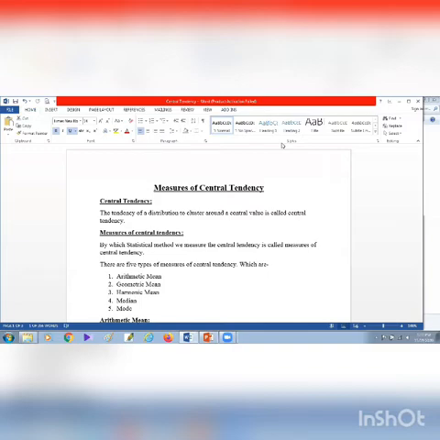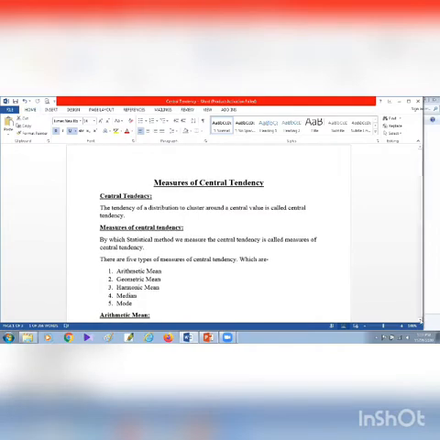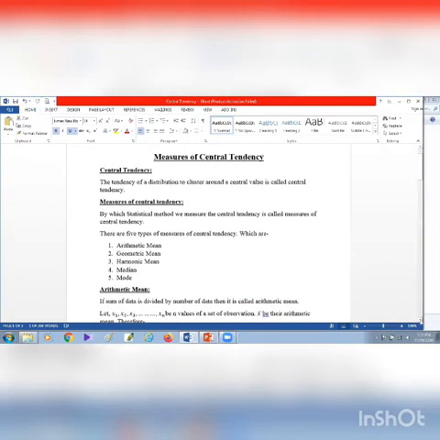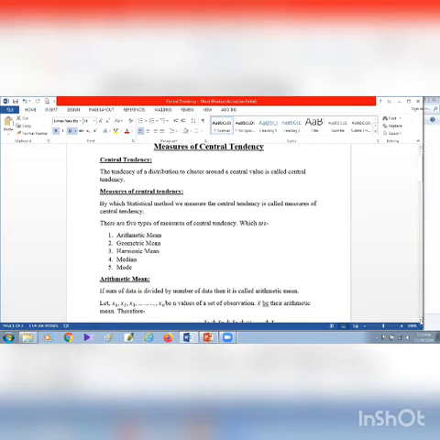Now, measures of central tendency. What is measures of central tendency? The statistical procedure by which we measure the central tendency is known as measures of central tendency.